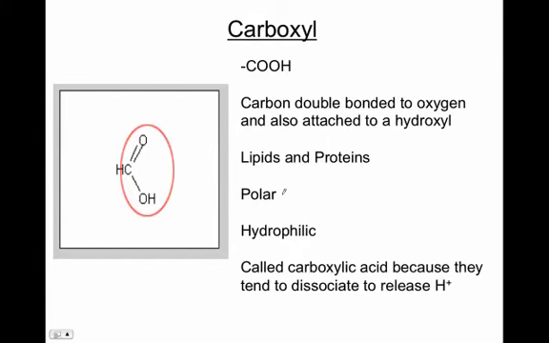Very polar because of the oxygen. That means they're going to be very hydrophilic. And carboxyl groups have the ability to release hydrogen ions by dissociating the hydrogen from the hydroxyl end of it. When that happens, they are referred to as carboxylic acid, which plays an important role in biological functioning.